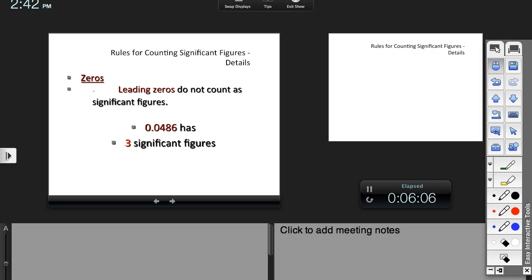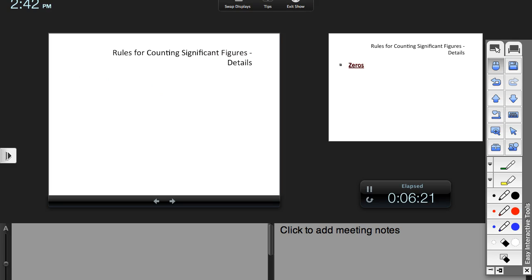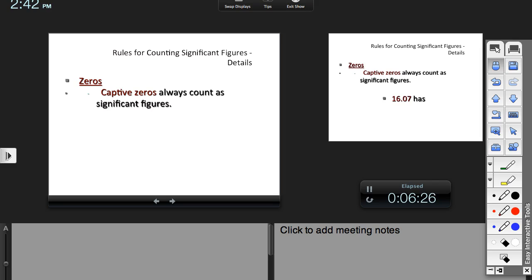Okay? And the way you can tell if a 0 is going to be significant or not, if I rewrote this in scientific notation, it would be 4.86 times 10 to the negative second. You wouldn't write these two zeros, would you? So that's kind of how you can tell. Going on, if we have zeros that are captive, that means they're sandwiched between two significant figures. They're going to be significant.